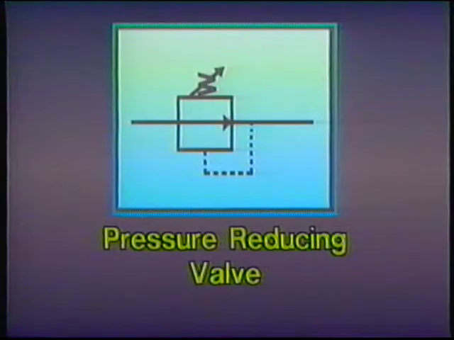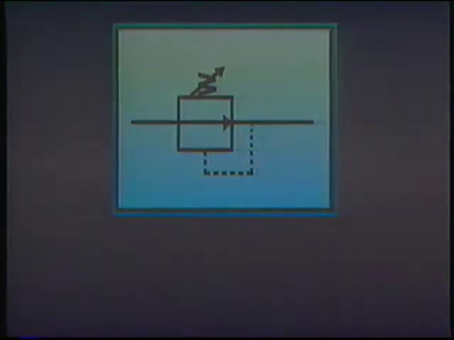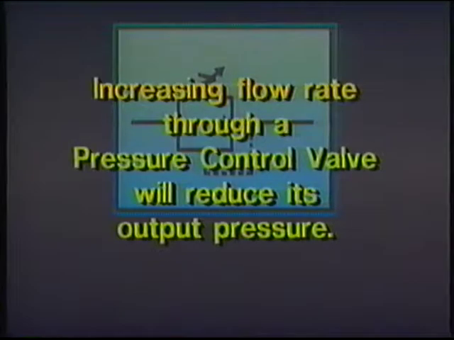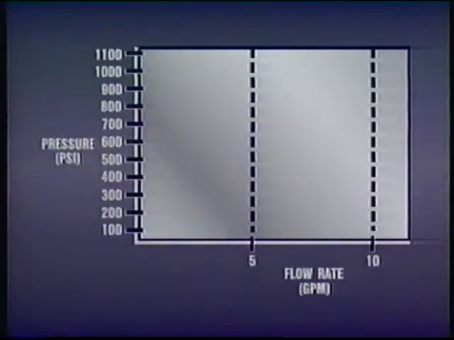Flow rate affects the performance of a pressure-reducing valve. For example, if a valve is set to reduce pressure from 1,000 psi to 800 psi at a certain flow rate, increasing the flow rate will reduce the pressure even further, below 800 psi. This decrease in pressure in a pressure-reducing valve is called droop.